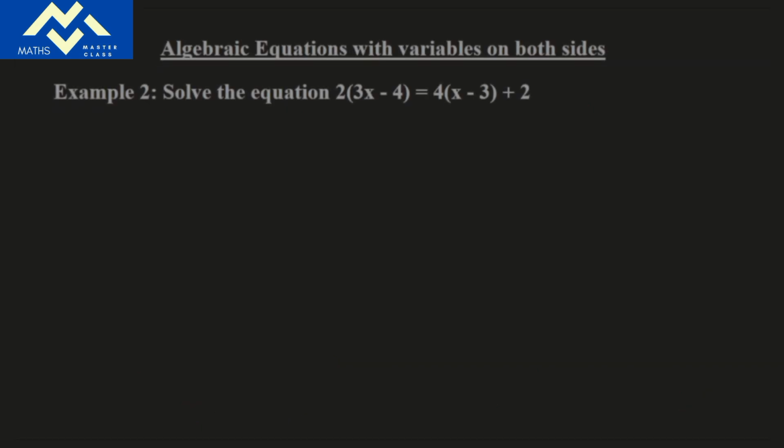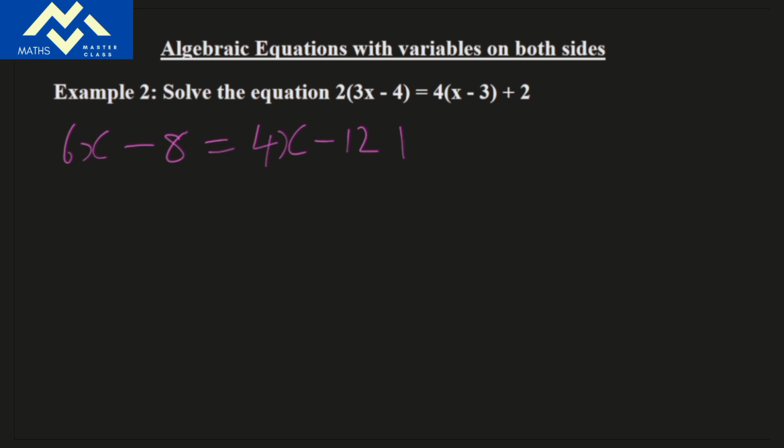Example 2. Solve the equation 2(3x − 4) = 4(x − 3) + 2. Let's clear the brackets. 2 times 3x equals 6x. And 2 times minus 4 equals minus 8. 4 times x equals 4x. And 4 times minus 3 equals minus 12, then plus 2. Let's simplify minus 12 and plus 2.